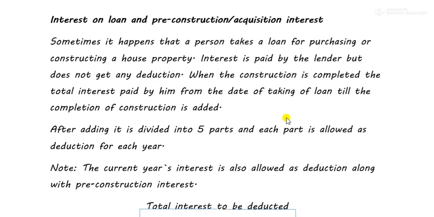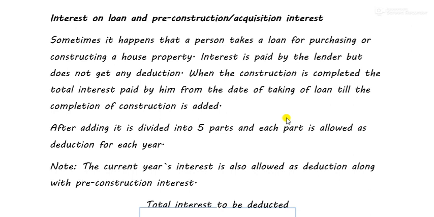So in today's class we'll be starting a small but important topic: interest on loan and pre-acquisition interest. This topic will come in your exam for objectives, for 1 or 2 marks. They give you a situation and tell you to calculate the total interest to be allowed as deduction. Interest on loan is allowed as deduction, right? Deduction under section 24b allows the deduction of interest on loan. So they ask you to calculate the total interest to be deducted.